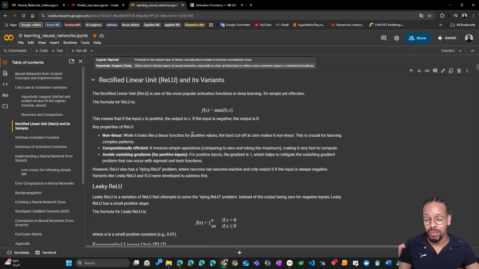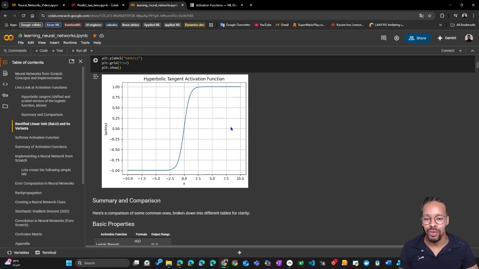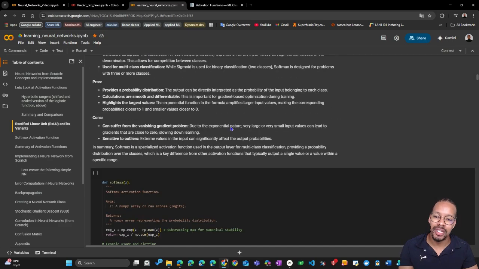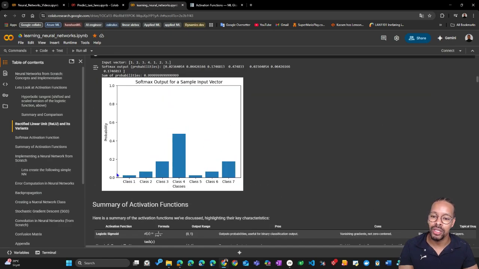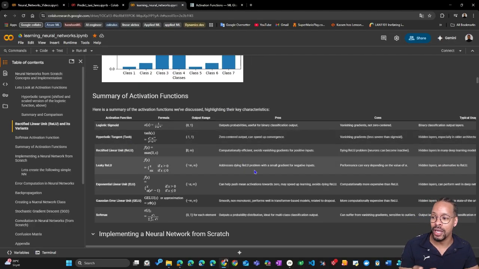If it's binary classification, use sigmoid or the hyperbolic tangent. Sigmoid gives you 0 or 1, binary. And if you want multi-class classification, use the softmax, because it gives you all the probabilities for the different classes. So here is a table summarizing all the activation functions.